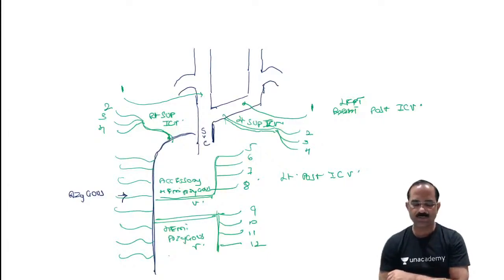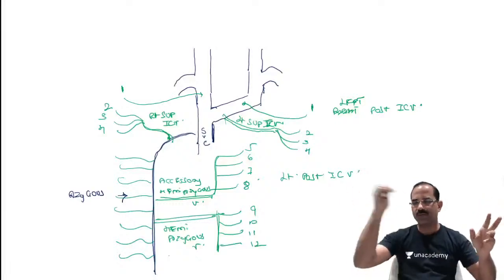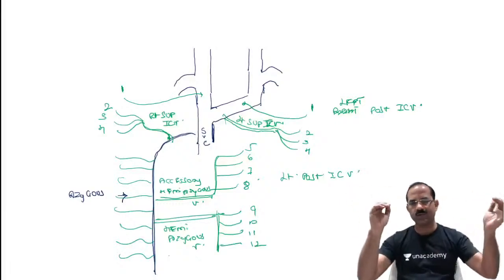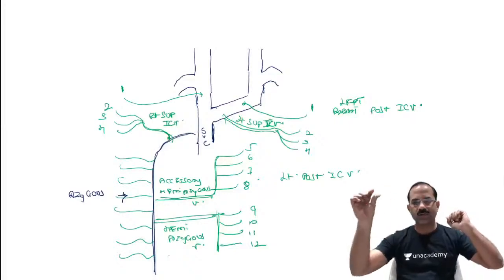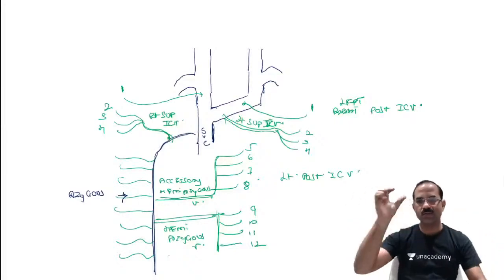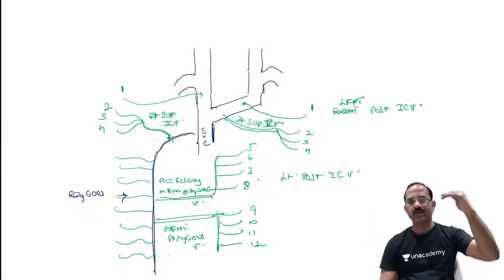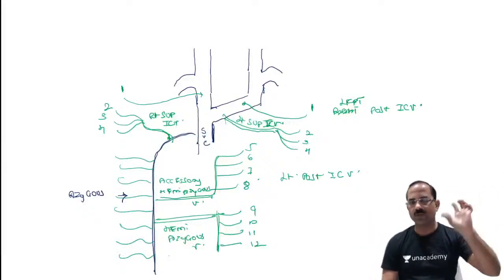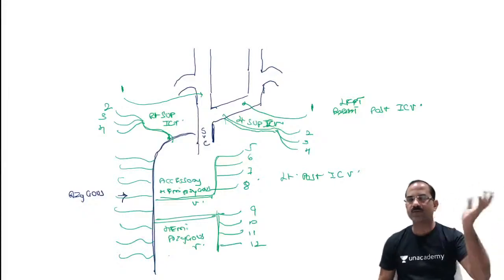Perfect, bachcho? So the first right, first left. First right posterior intercostal vein drains into right brachiocephalic. First left posterior intercostal vein drains into left brachiocephalic. Second, third and fourth on the right side join to form the right superior intercostal vein, which drains into azygos vein. Second, third and fourth on the left side join to form the left superior intercostal, which drains into left brachiocephalic.